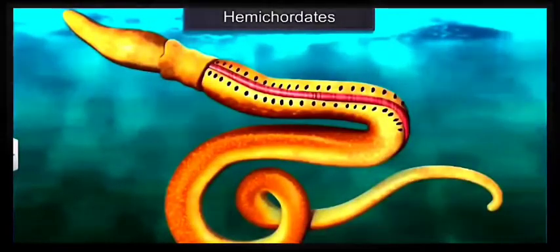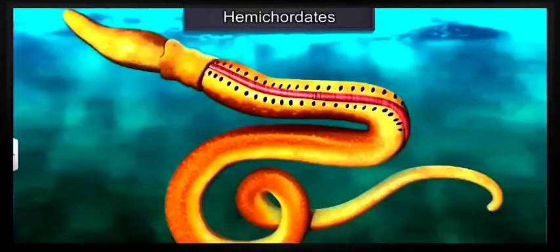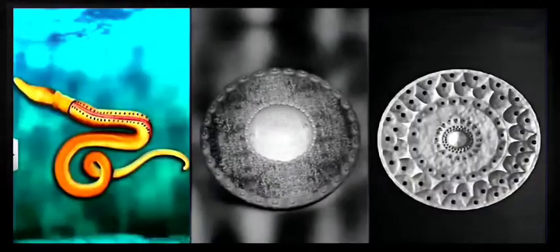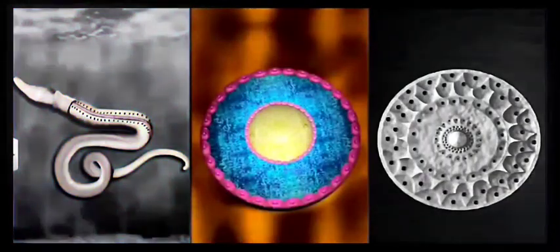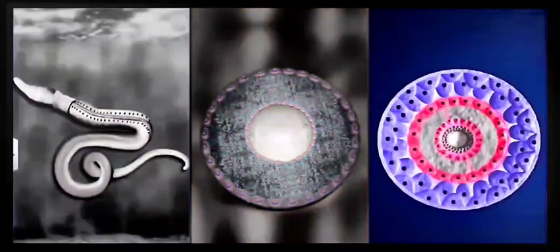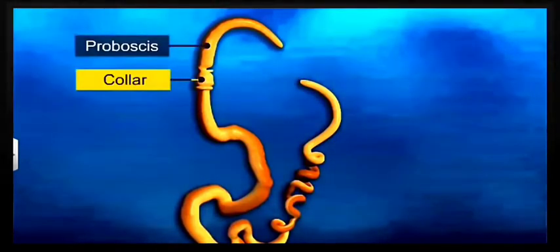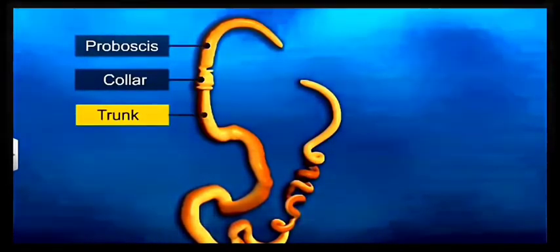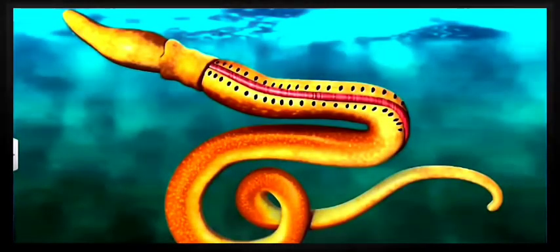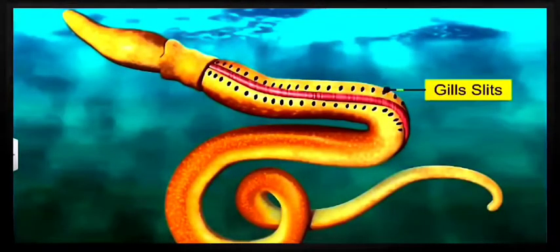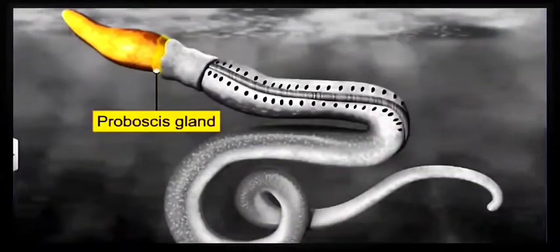All hemichordates are marine. They show bilateral symmetry. They are triploblastic, coelomate with body showing organ system level of organization. It is divided into proboscis, collar and a trunk. Their respiratory structures are gill slits and excretory organs are proboscis gland.